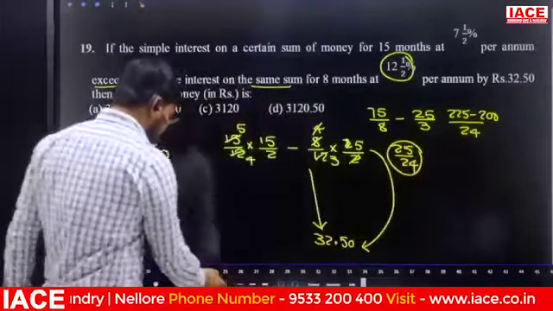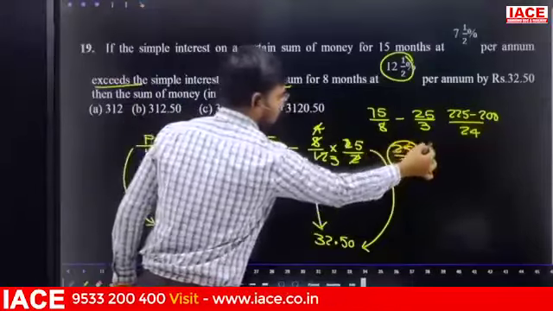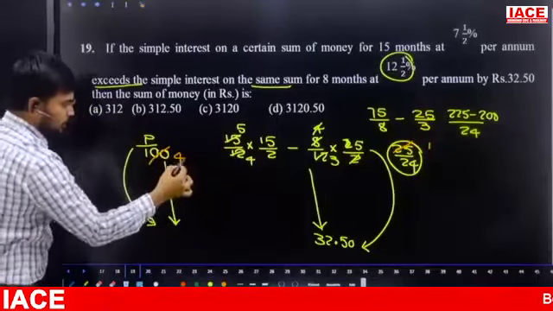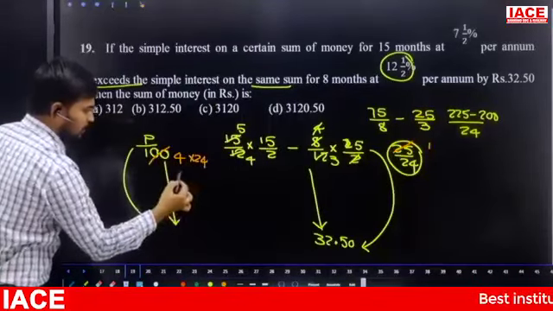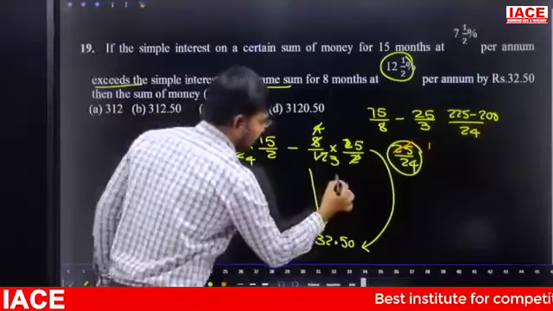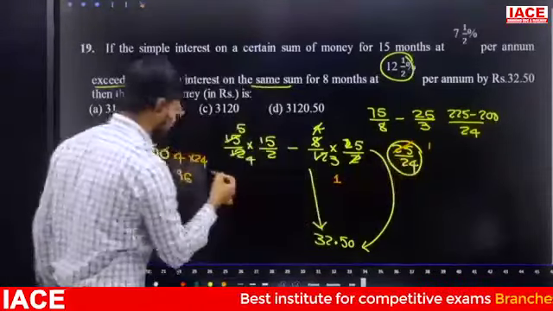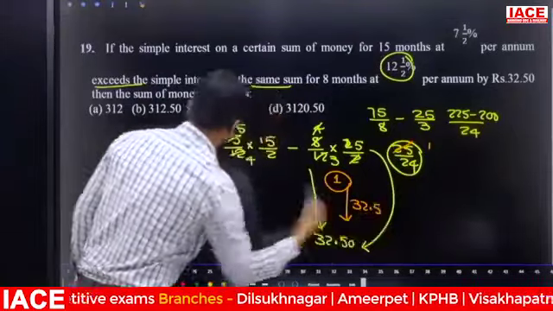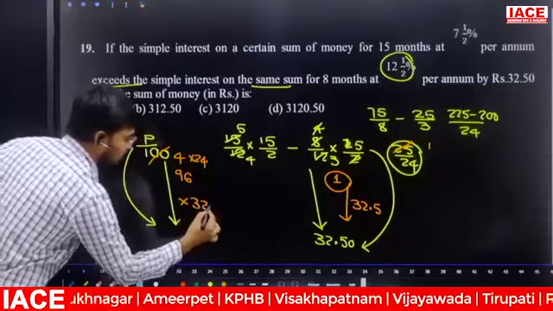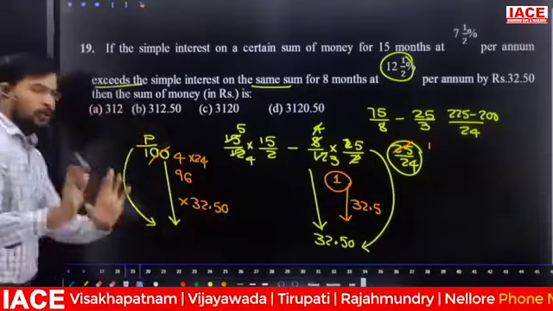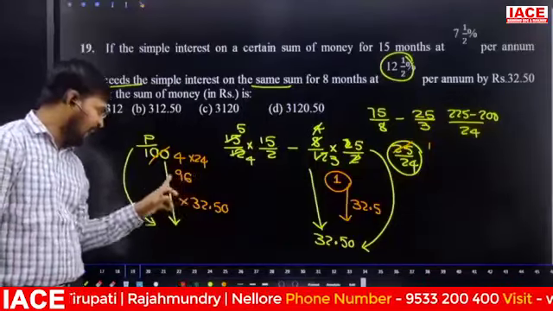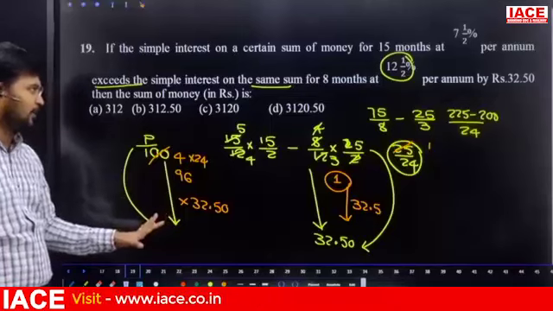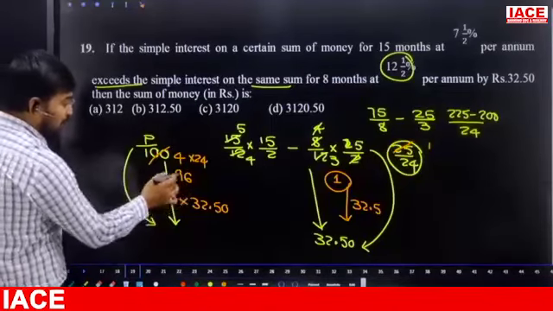Now cancel. 25 1s are 25, 25 4s are 100. This 24 comes to this side. So 4 into 24 is 96, and this becomes 1. So 1 is how many times? 32.5 times. So 96 into 32.5. No need to do anything. If it is 100 into 32.50, your answer is 3250. So the answer is not there. Now I end with 96.